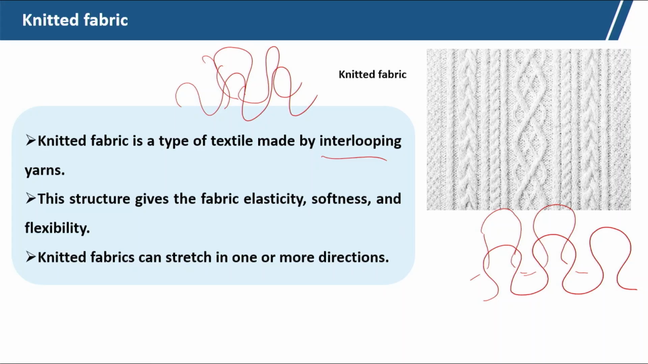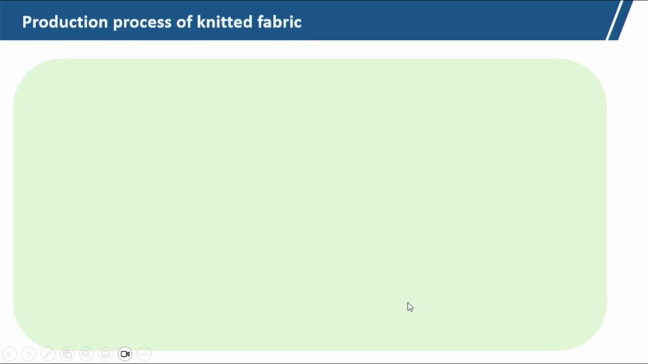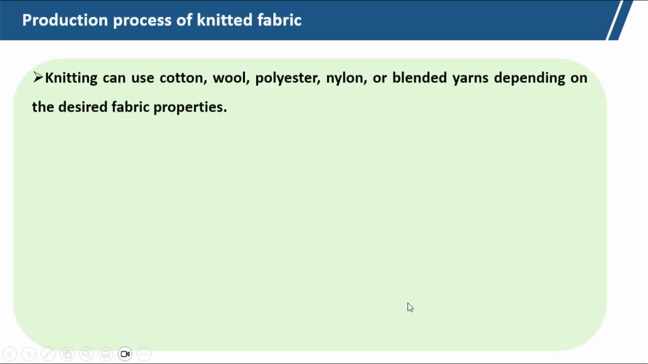It can be stretched in one or more directions. Normal weft knitted fabrics are stretchable. If we talk about the weft knitted fabric, these are stretchable fabrics. Production process: knitting can use cotton, wool, polyester, nylon, blended yarn depending on the desired fabric properties.